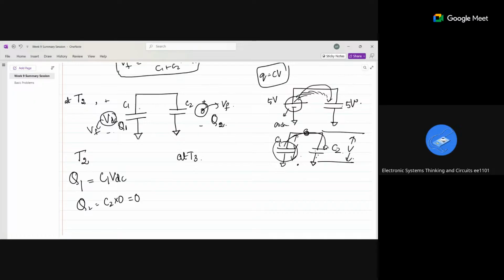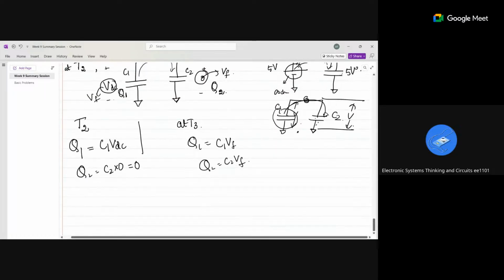Why? Because from T2 to T3, the charge movement will take place, and charge will be moving in such a way that C1 and C2 will be having the same voltage Vf, because they both are connected in parallel, right? So Q1 will be C1 V final and Q2 will be C2 V final. In this, total charge initially is equal to C1 VDC plus 0. At time T3, this total charge is equal to C1 Vf plus C2 Vf.